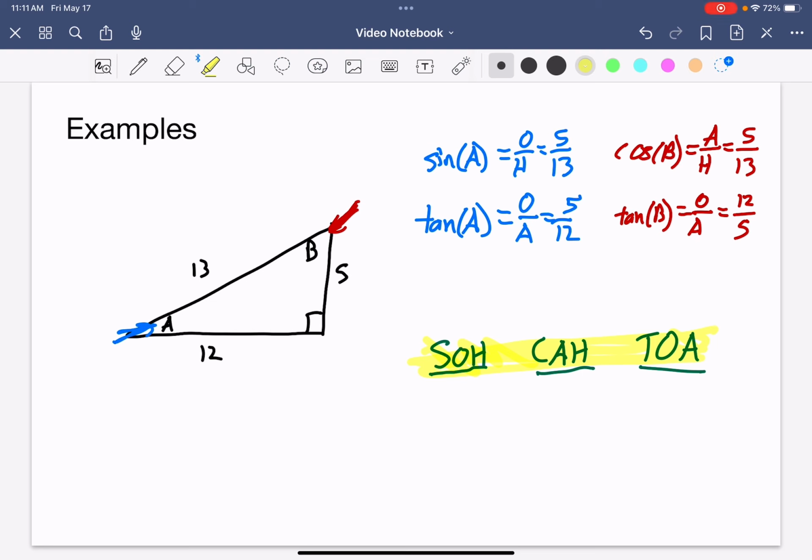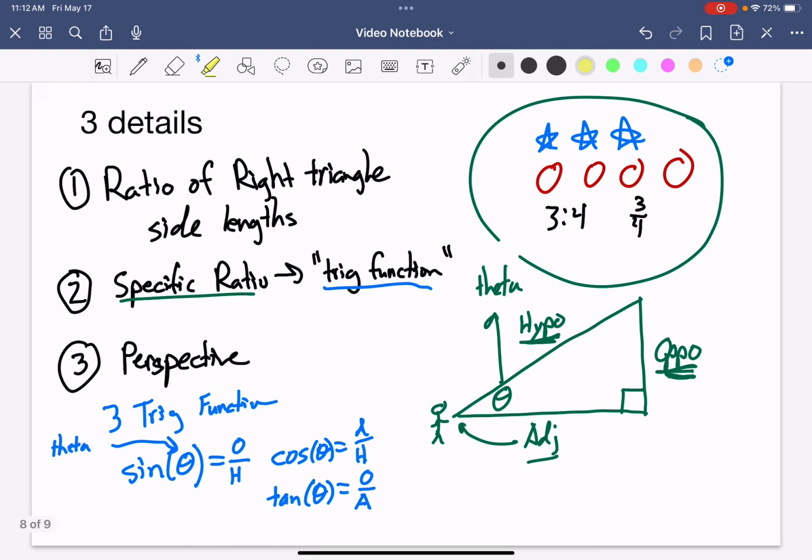But right now, just to understand what trig is, let's go back to that screen where it says it. Right here. It is the ratio of right triangle side lengths.